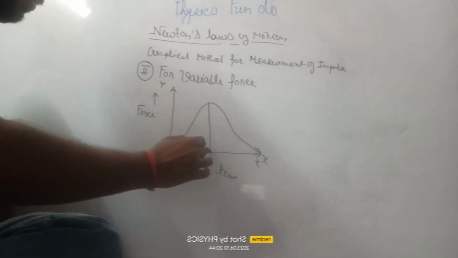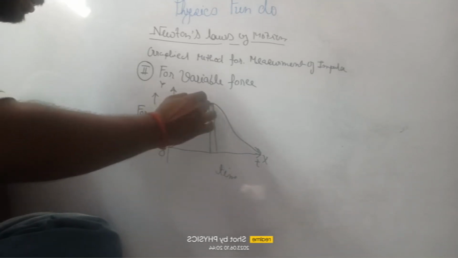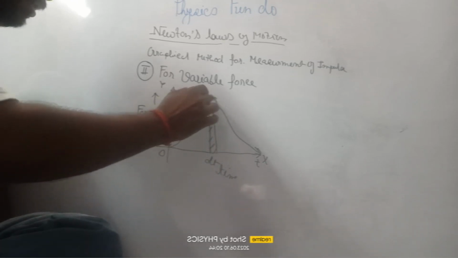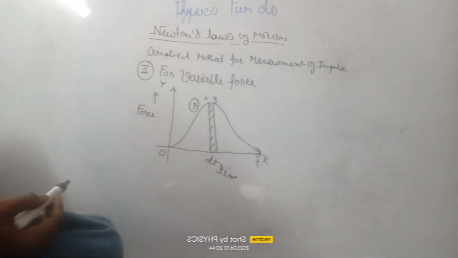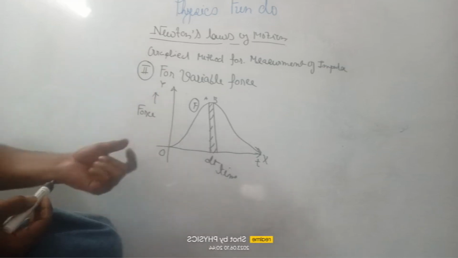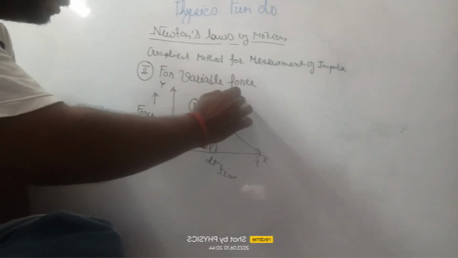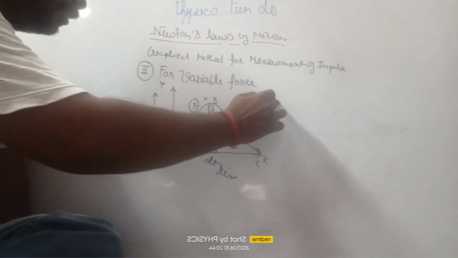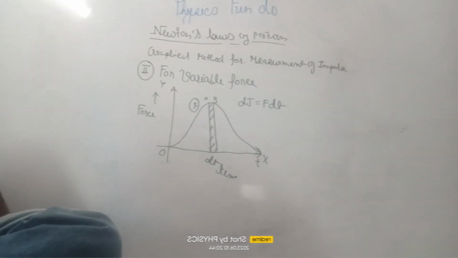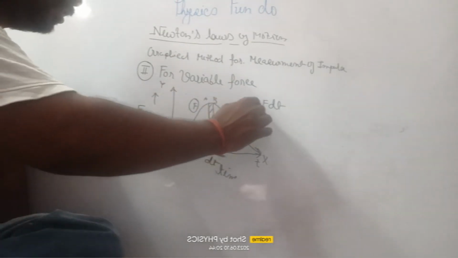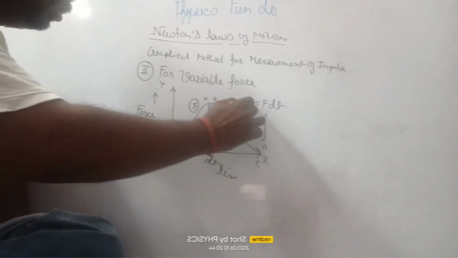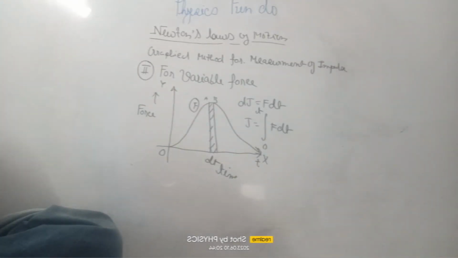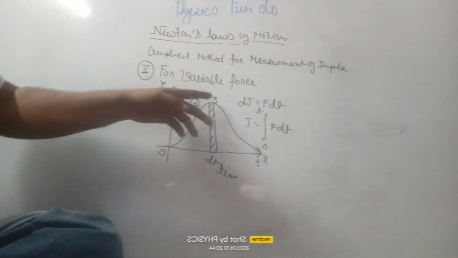Now let us take a strip that is dt, and here AB, and the force is F. Now for the small strip, the impulse of force dJ is equals to F into dt. Now the total impulse of force J is equals to integration starting from 0 to T of F dt, which is the area covered under the graph.